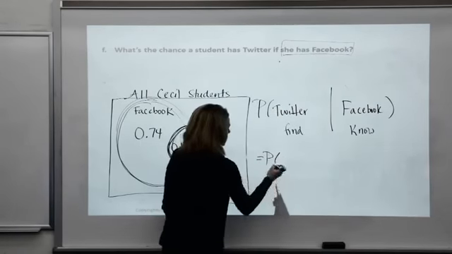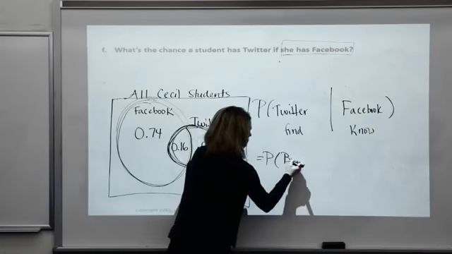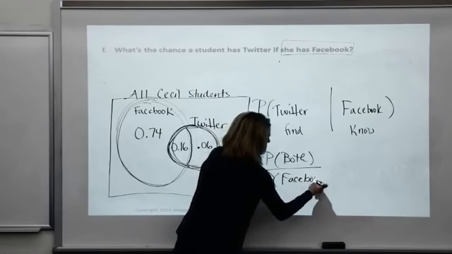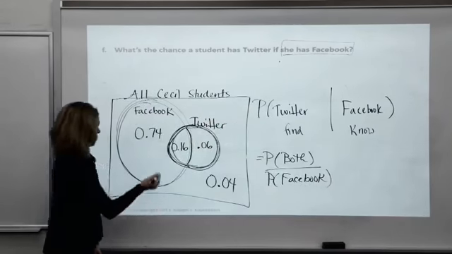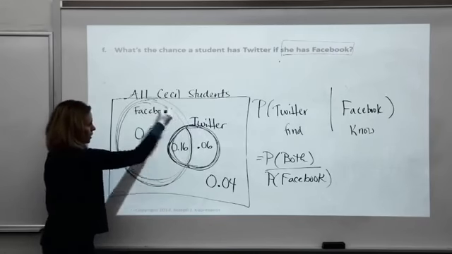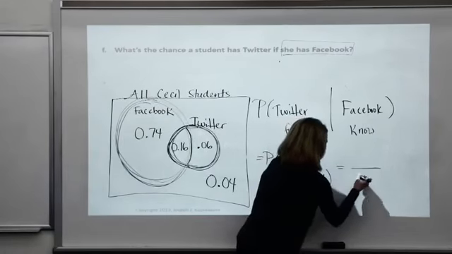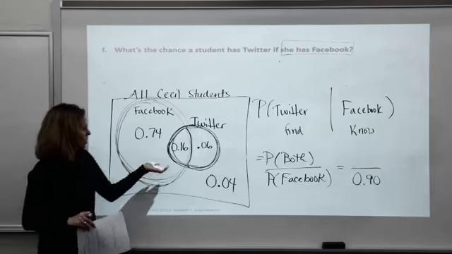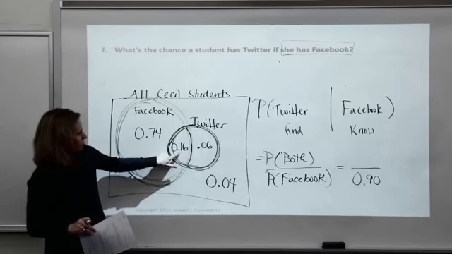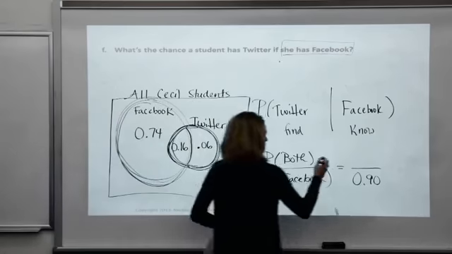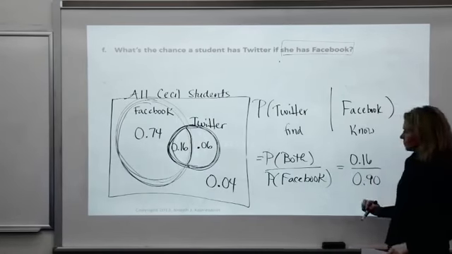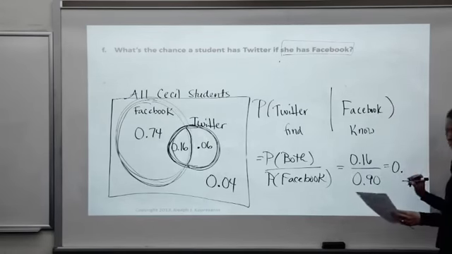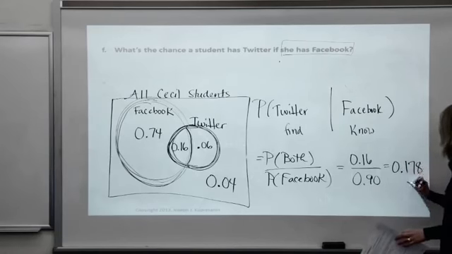And again, we'll take the probability of both of these divided by the probability of the condition that we know. We know the student has a Facebook account, so we're only looking at these students right here. So out of those students, the Facebook circle accounted for 90% of the students. Out of those 90%, what percentage have both Twitter and Facebook? So this time, if you take 0.16 divided by 0.9, we get the likelihood is 0.178.